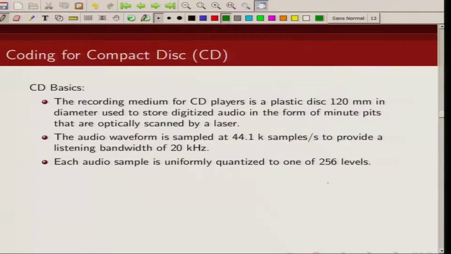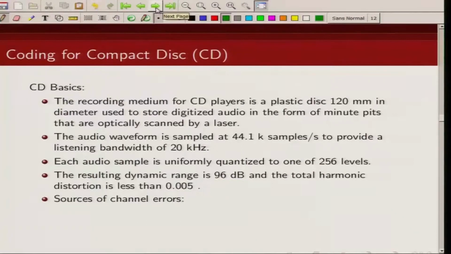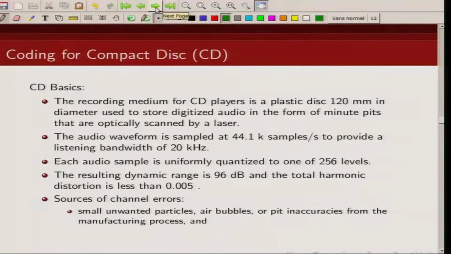Each audio sample is quantized to one of the 256 levels, which provides a dynamic range of 96 dB and harmonic distortion of less than 0.005. Now what are the sources of error in a CD disk? There could be small unwanted particles, dust particles, or air bubbles, which could have happened during manufacturing of these CDs, or fingerprints, scratches, dust particles from handling the CD.